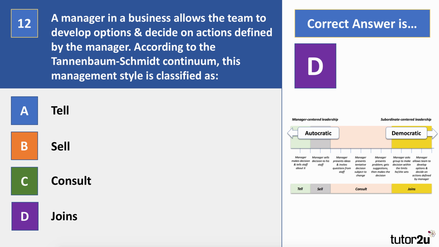Here's a reminder, don't forget that the continuum effectively tells a story for you as you go from left to right. At the left hand side, very much about the manager making every decision and simply telling staff what the decision is. And as you move from left to right, the management style becomes increasingly democratic, involving subordinates. Right to the end there, where the manager basically allows her team or his team to choose the options as well as develop them, under some guidance, a very democratic approach. So the answer is joins, the fourth phase there of that management style continuum.